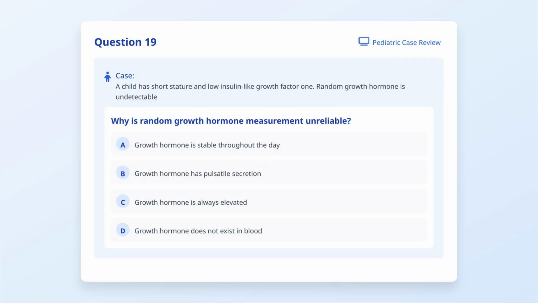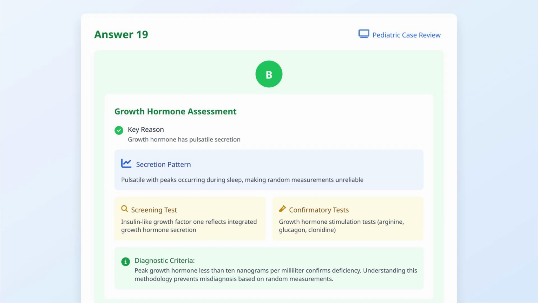Case scenario: a child has short stature and low insulin-like growth factor 1. Random growth hormone is undetectable. Question: why is random growth hormone measurement unreliable? Option A: growth hormone is stable throughout the day. Option B: growth hormone has pulsatile secretion. Option C: growth hormone is always elevated. Option D: growth hormone does not exist in blood. The correct answer is B: growth hormone has pulsatile secretion with peaks occurring during sleep, making random measurements unreliable.